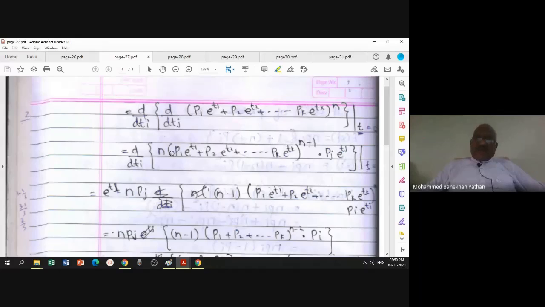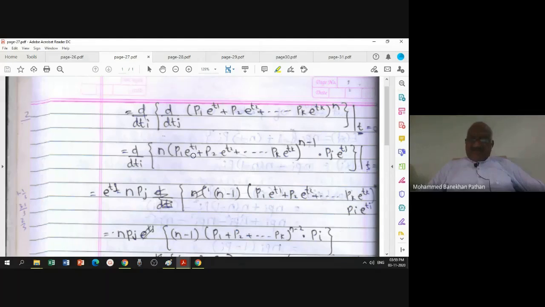Now, after this, I go for the second differentiation. Before that, here I want to differentiate with respect to i. So this n is a constant, pj is a constant, e to the power tj is also constant, because we are differentiating for the ith term. So with respect to i, you get these as constant terms. So we took them out: e to the power tj, n multiply pj.